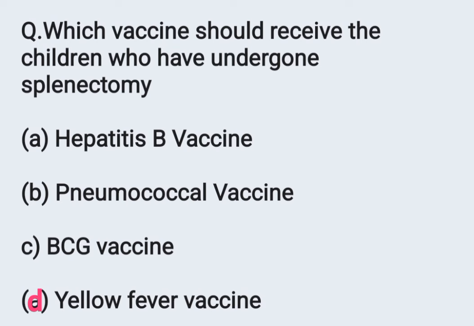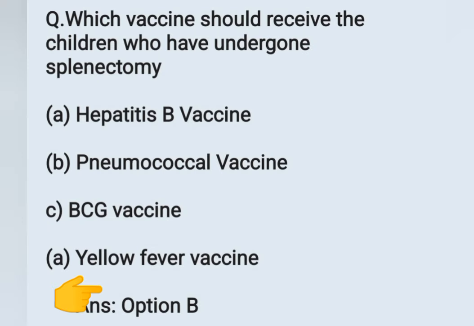Today's first question. Which vaccine should the children who have undergone splenectomy receive? Our options: option A hepatitis B vaccine, option B pneumococcal vaccine, option C BCG vaccine, option D yellow fever vaccine. Splenectomy means removal of the spleen. So here, after splenectomy, which vaccine should be given to the children?